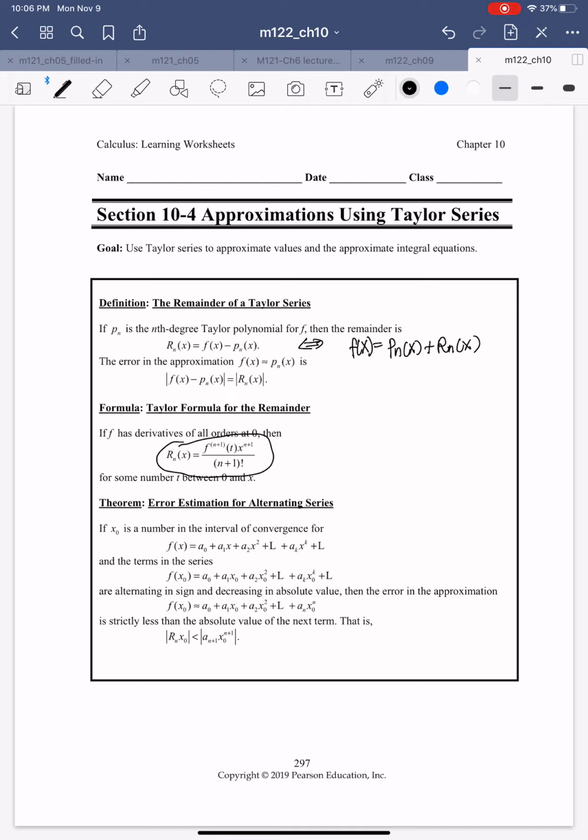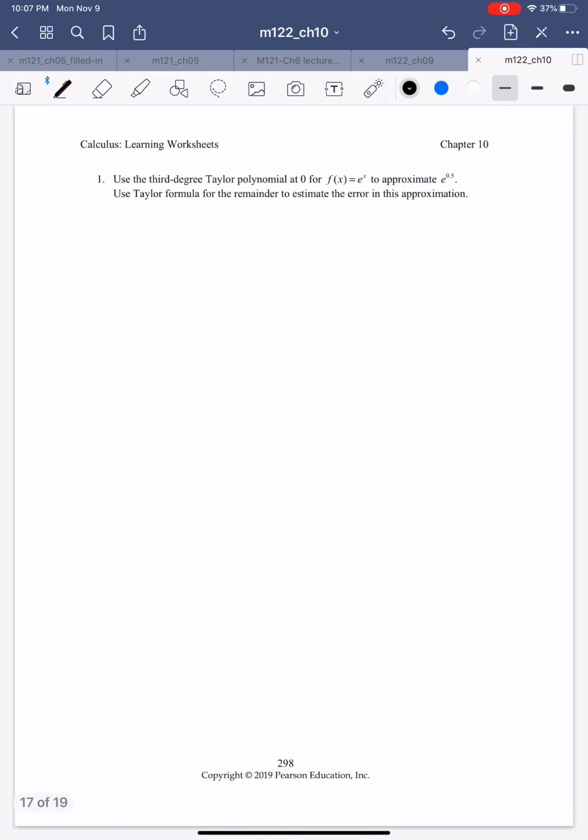Theorem, error estimation for alternating series. For error in the alternating series, we have a function here, and the terms alternate in sign and decrease in absolute value. So we can also take an absolute value and keep it positive. I'll show you how the theorem can be used. Right now it looks like just a bunch of letters, but we will apply the theorem when we actually work on the problems. So I have 4 problems to work on. Let's begin with number 1.